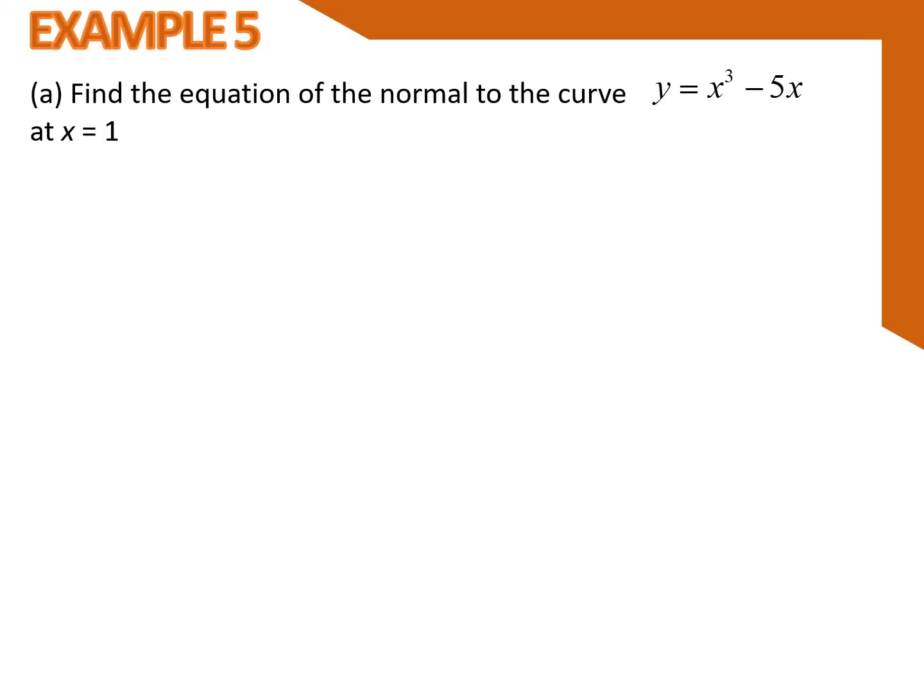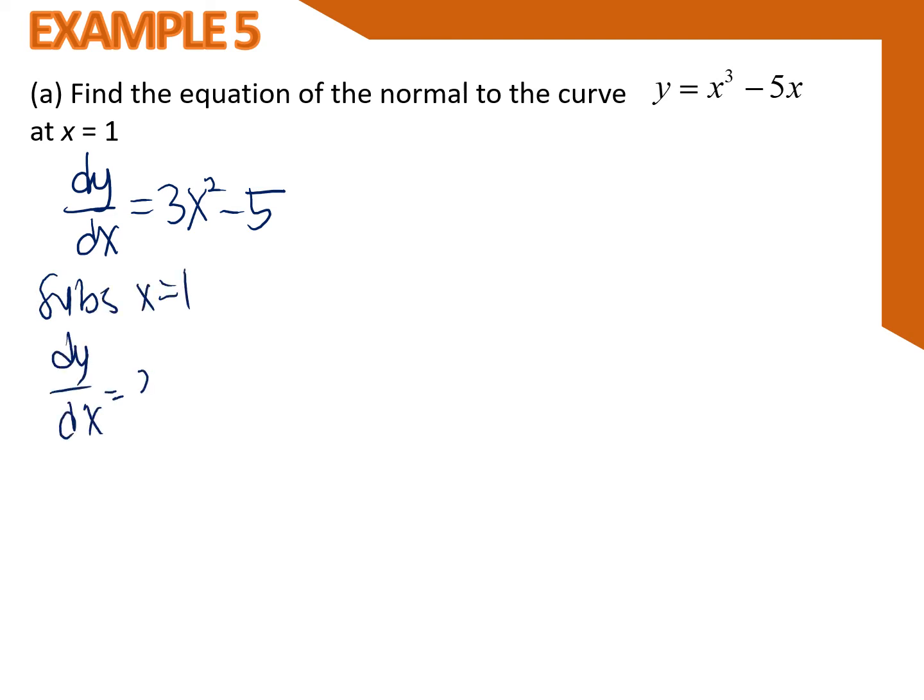Example 5. Find the equation of the normal to the curve y equals x cubed minus 5x at x equals 1. As usual, we need to differentiate. dy/dx equals 3x squared minus 5. Okay, then we substitute x equals 1. So our gradient will be 3 times 1 squared minus 5, which implies -2. So our gradient here is -2. So this is the gradient of our tangent.